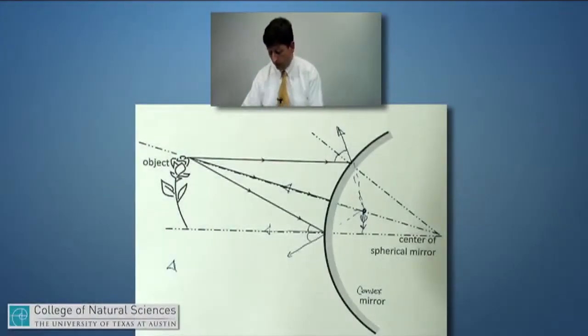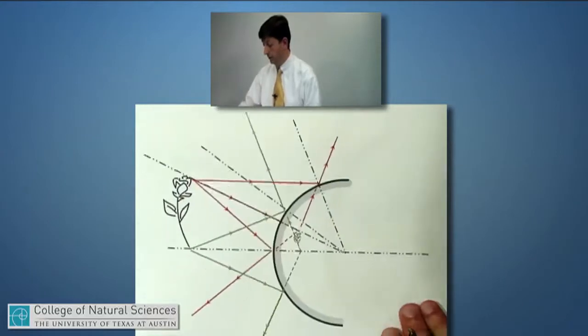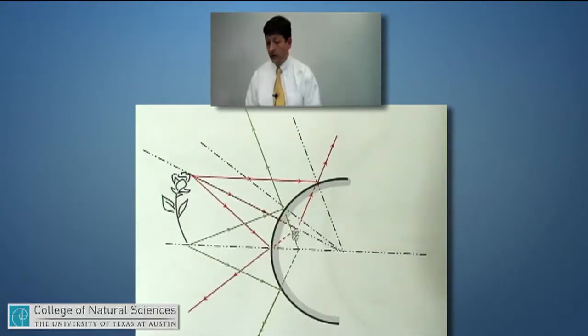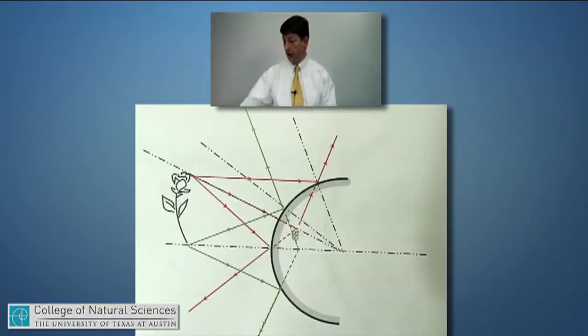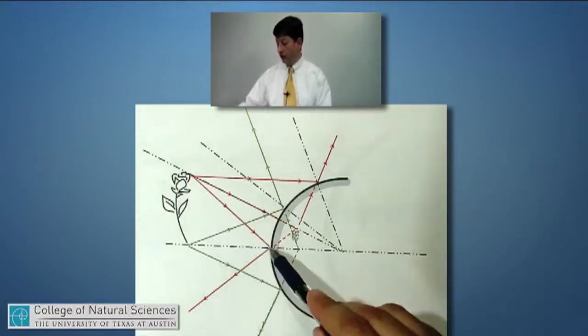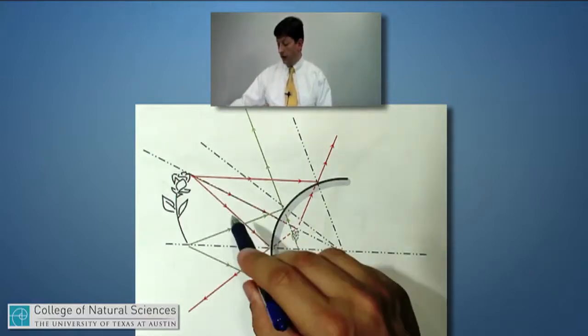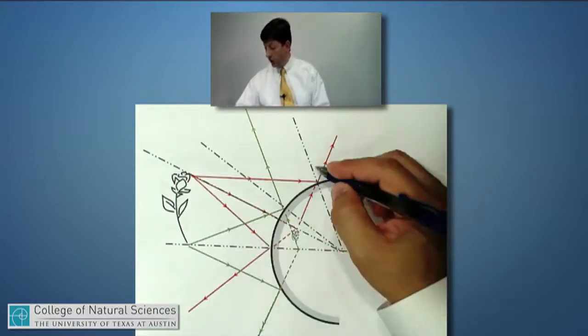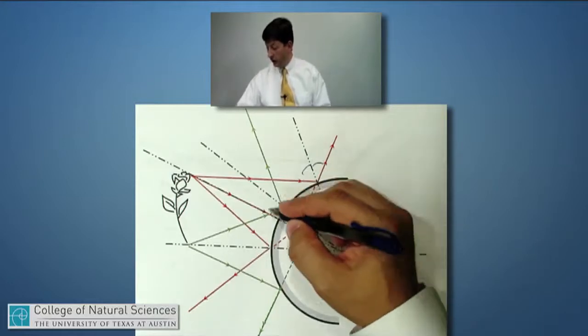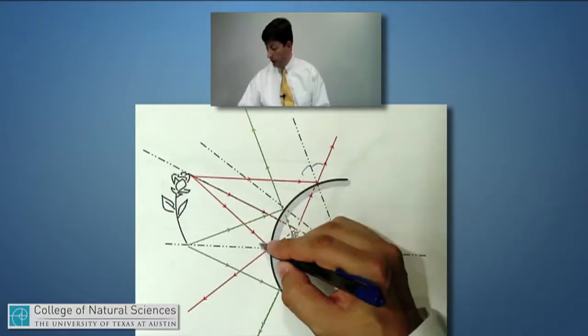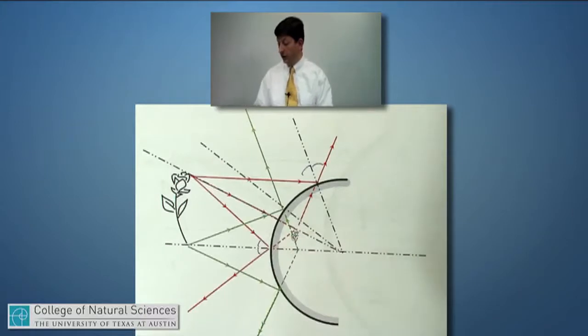I've drawn this a little bit more precisely in the following picture. Here again is a curved mirror. Here again is a light coming from a flower, and in red I've drawn all the light rays coming from the top of the flower. And they all hit the mirror at different places, and I'm using the law of reflection. This angle is equal to that angle, or this angle off the mirror is equal to that angle off the mirror.